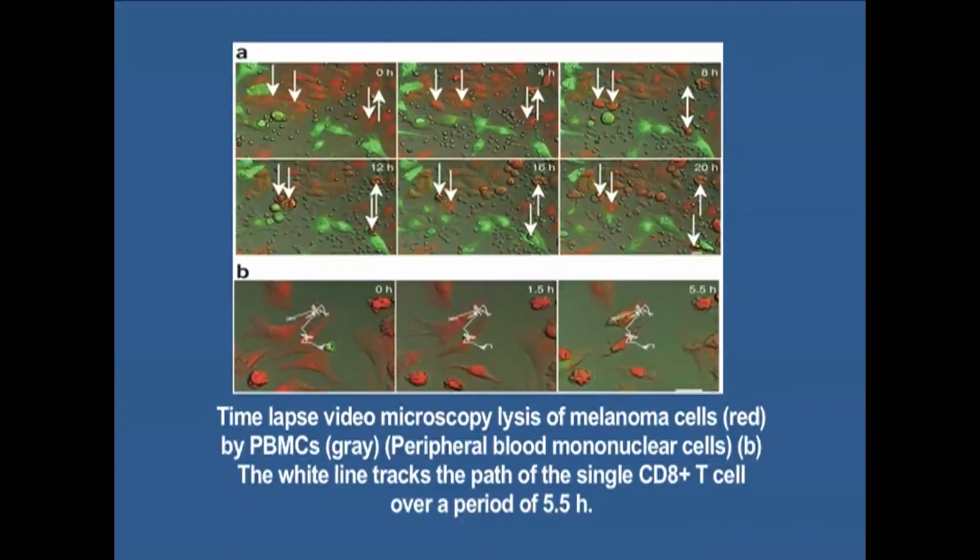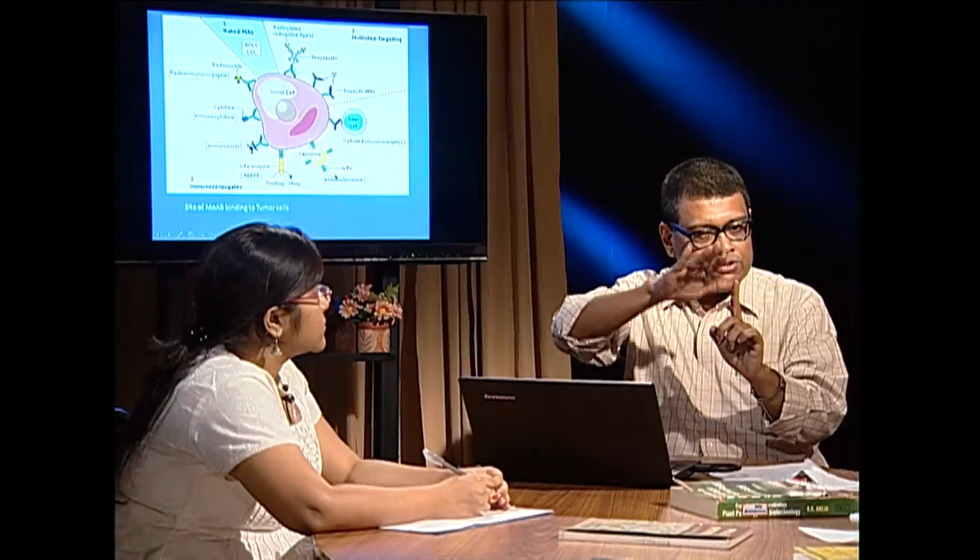As you can see in this time-lapse video microscopy, the lysis of melanoma cells, this typical white line is actually tracking the pathway of the CD8 cell. In a period of 5.5 hours, you can see the number of cancer cells has reduced. So this specific activity of this monoclonal T cell is not only preventing the development of cancer but also causing cytolysis and reducing the actual cancer disease.